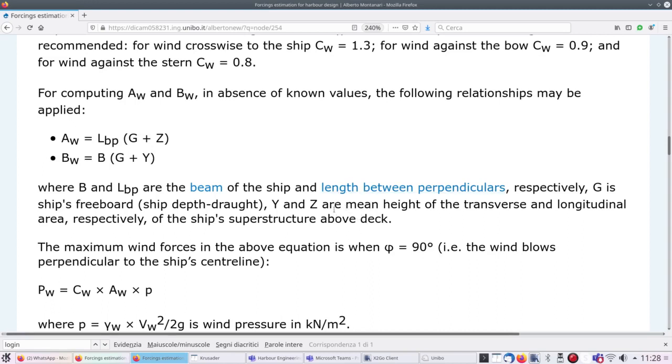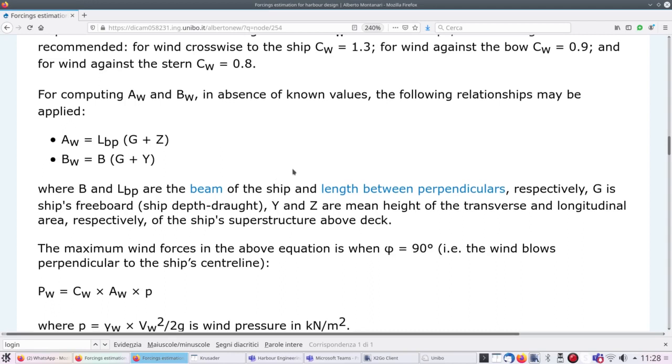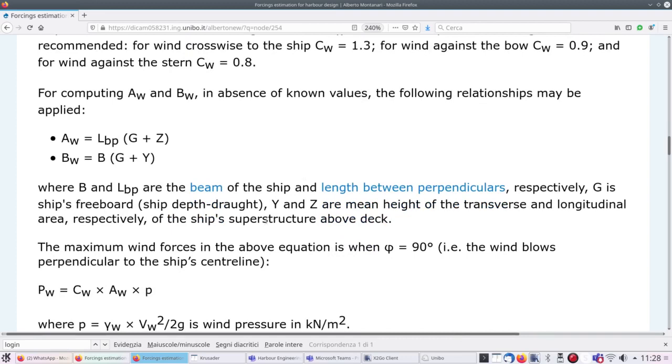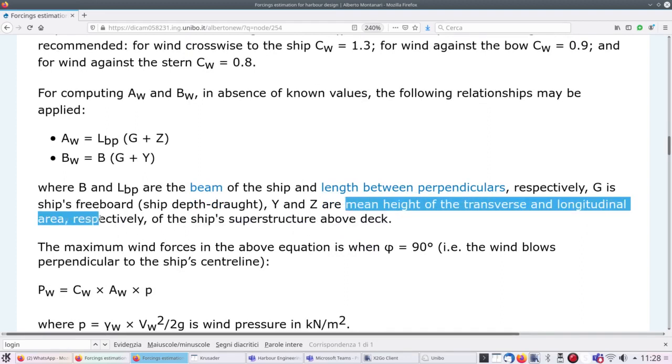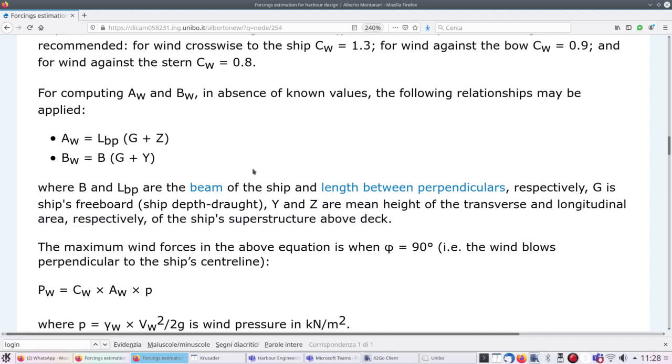Z and Y are some characteristic measures of the ship, which can be assumed to provide relevant information for computing the side and transversal area. And so here in particular Y and Z are the mean height of the transverse and longitudinal area respectively of the ship superstructure above deck. I think these relationships are useful, as I said, to give you a rule of thumb.